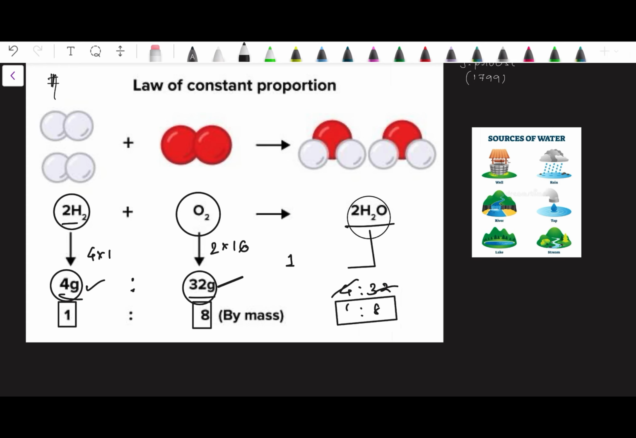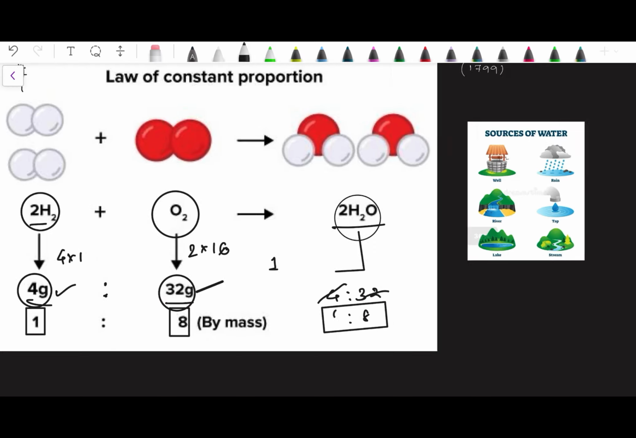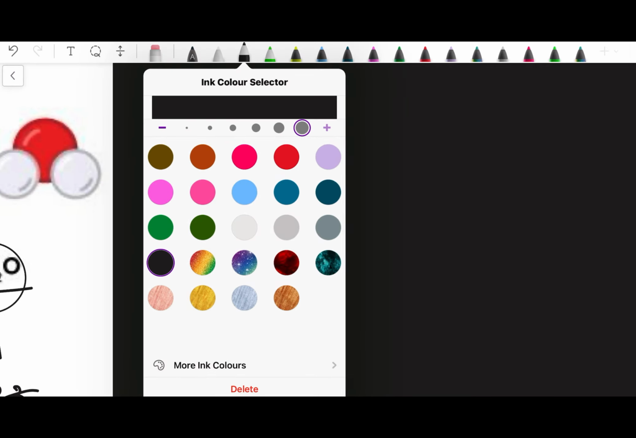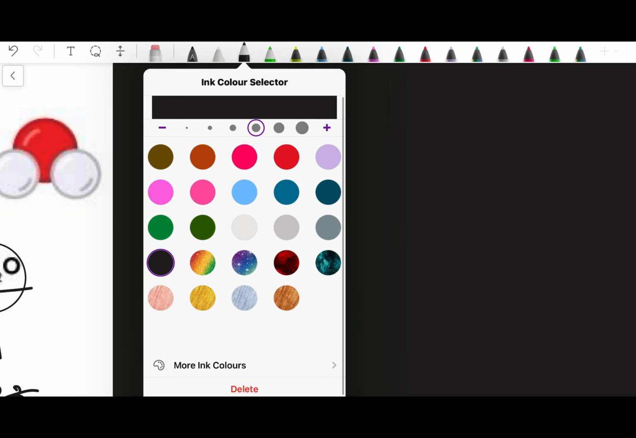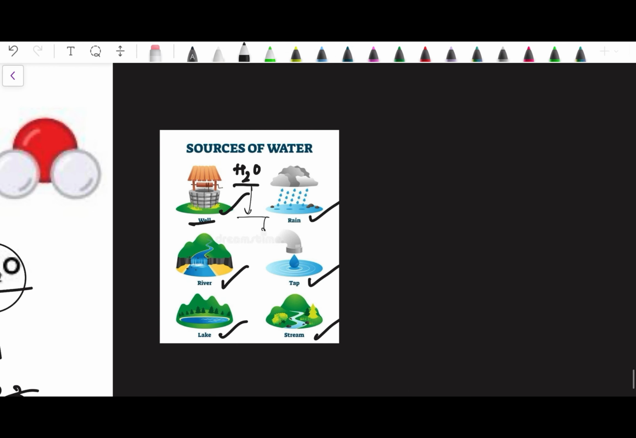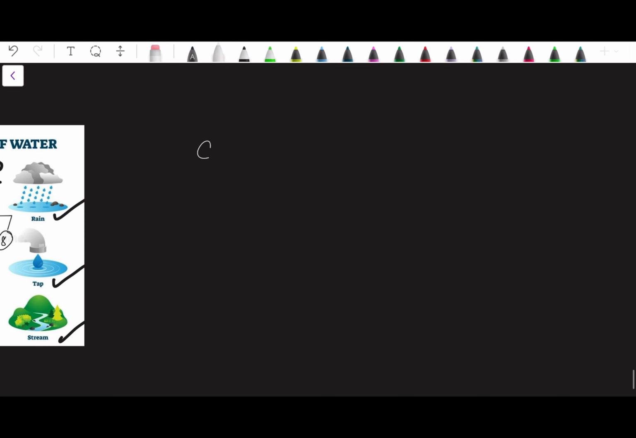So why are we using the word definite here? See, pure water obtained from a river, right? Here you can see pure water obtained from a well, rain, river, tap water, lake, stream. Irrespective of the source, always keep in mind the water molecule formula is H2O only. So wherever you bring the source of the molecule from, the ratio will be 1 to 8. This is fixed.